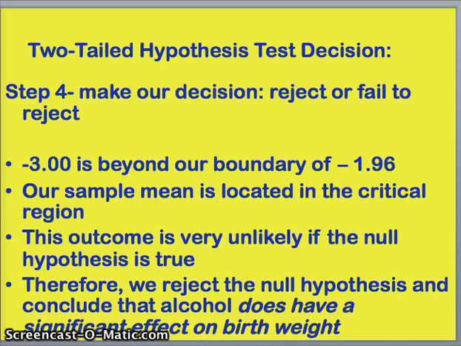Now, in step 4, we make a decision. Do we reject or fail to reject the null hypothesis? Since negative 3.00 is beyond our boundary of negative 0.196, our sample mean is located in the critical region. This outcome is very unlikely if the null hypothesis is true. Therefore, we reject the null hypothesis and conclude that alcohol does have a significant effect on birth weight.